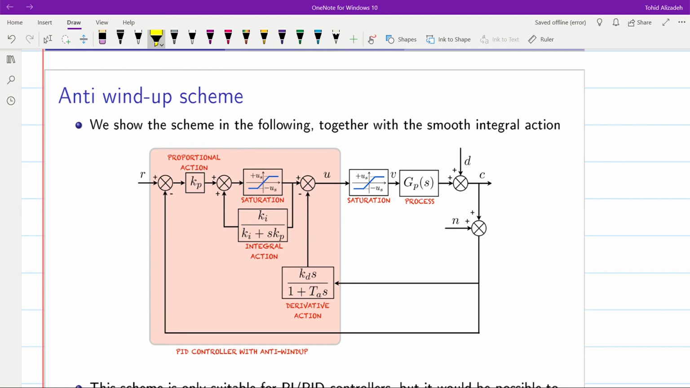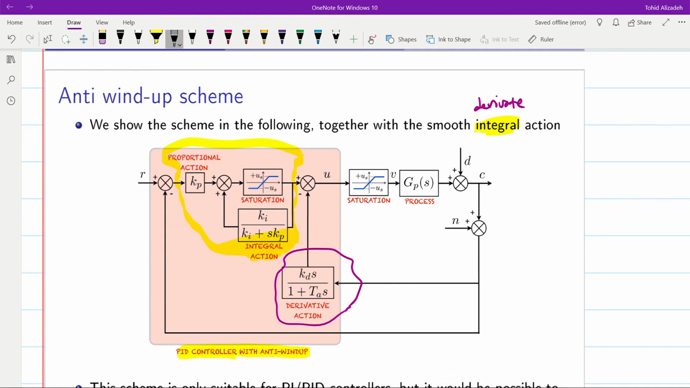You can see here the schematic for the PID controller with the anti-windup scheme. And we also have the smooth derivative action, which is presented here, and it receives the input directly from the output, not from the error signal. For the anti-windup scheme, you can see that we have the configuration a little bit different than what we had for the PI controller.